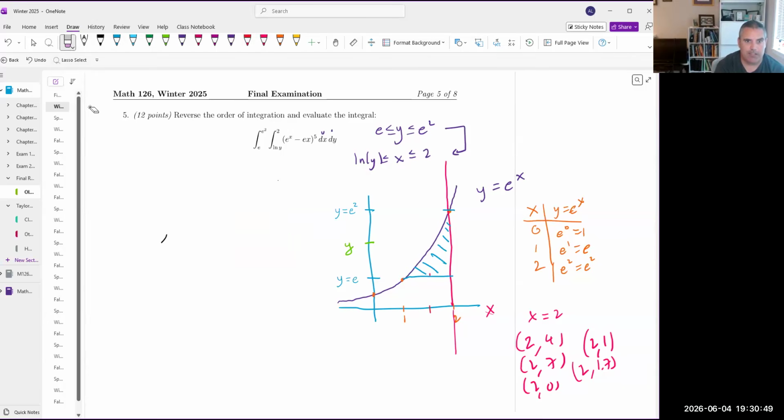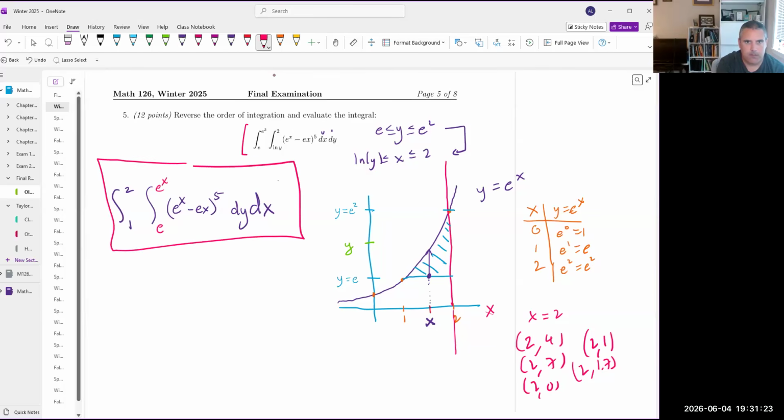So you can see I really take my time. I want the picture to be right because now I'm going to redo it in terms of X. How is it from there to there? The tick marks for X are 1 to 2. The function doesn't change. Function looks super weird. And the inner bounds are the bottom, which is y equals E, and the top, which is y equals e to the x. These are the same.